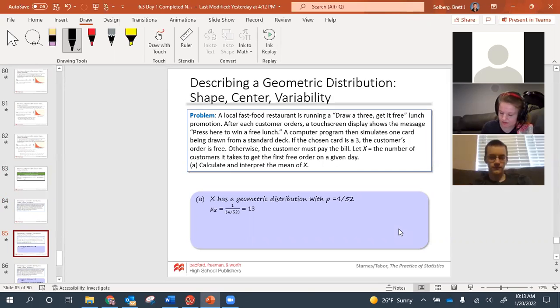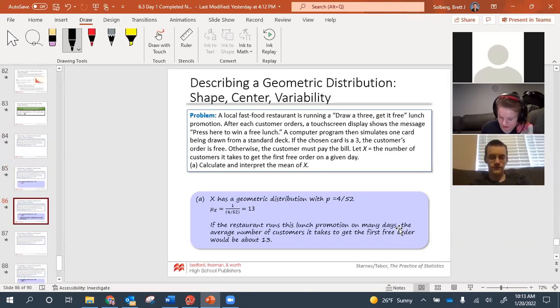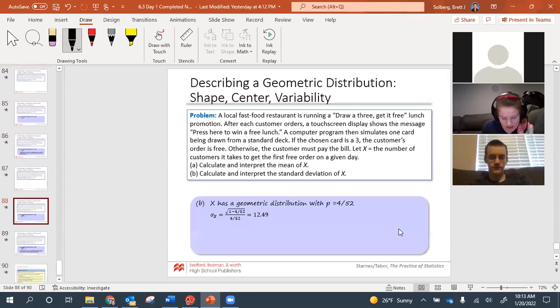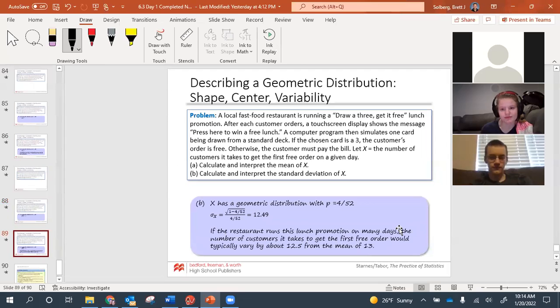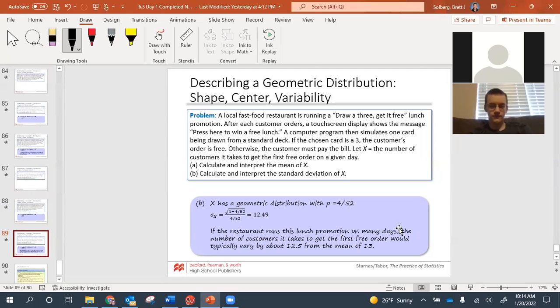That's it. To do the standard deviation, we're just going to take the formula that they give us and plug it in, and we get 12.49. Our average distance from 13 is 12.49, which is almost 13. So there's a lot of variation here, okay? So even though we're expecting it to be around 13, it typically varies anywhere from like 1 all the way to 26, right? So it's a little crazy.